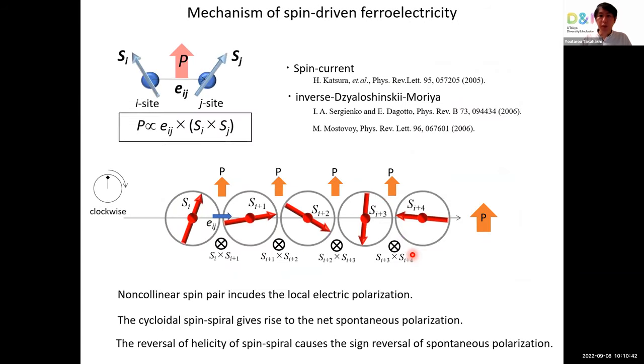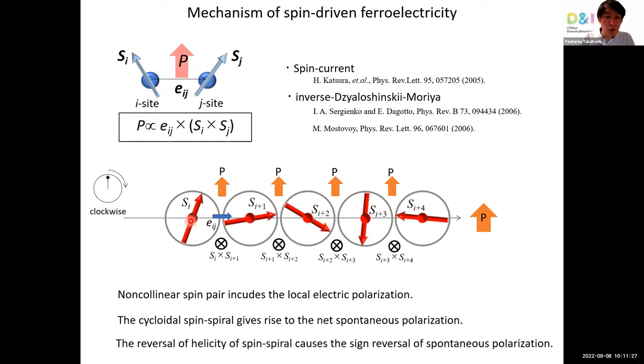The mechanism of the spin-driven ferroelectricity, which connects the spin to the electronic charge, is explained by the spin current model, or inverse Dzyaloshinskii-Moriya interaction. The local electric polarization is described by this formula. So Si cross Sj is a cross product of the neighboring spins, and eij is a unit vector connecting these spins. Okay, let's consider this local polarization for this cycloidal spin spiral.